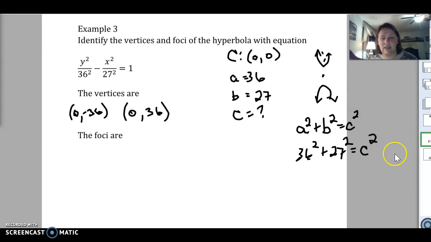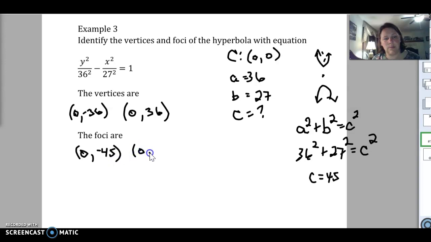I'm going to pause and calculate that real quick because I've only got a few seconds left. Okay, so I get c equals 45 for that one. So that makes my focus points be 0, negative 45, and 0, positive 45. It's changing my y values because my transverse axis is the y-axis, and so it's also going to change our y points to find both our foci and our vertices.